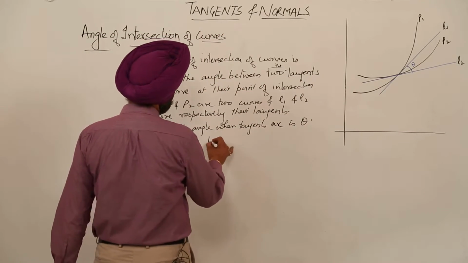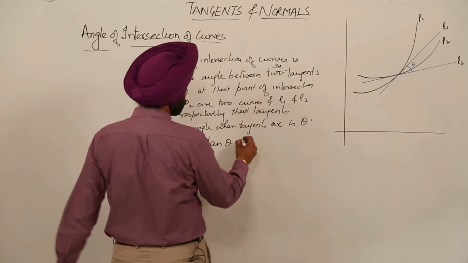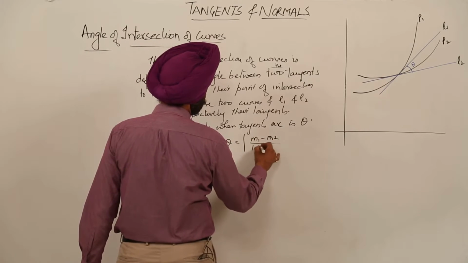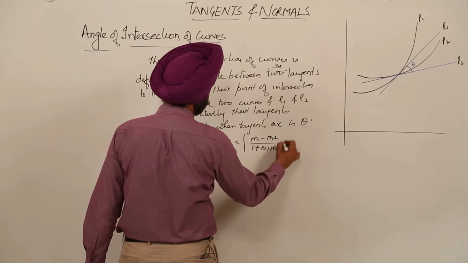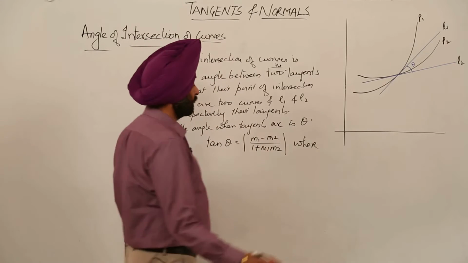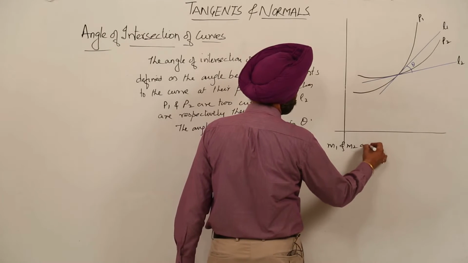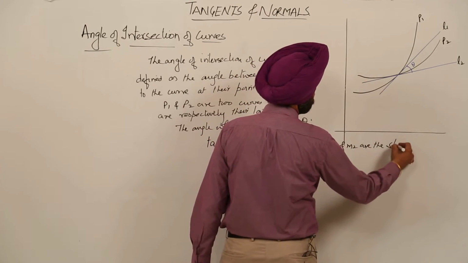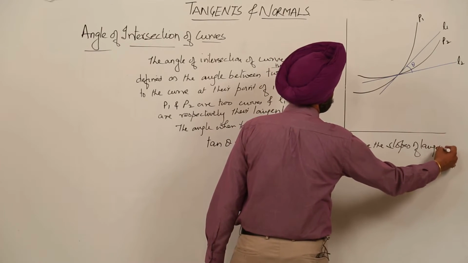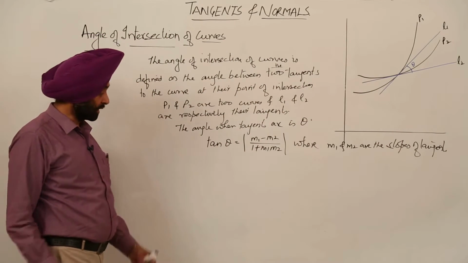Now tan theta is the angle in between the two tangents. So tan theta is equal to m1 minus m2 upon 1 plus m1 m2, where m1 and m2 are the slopes of the tangents.